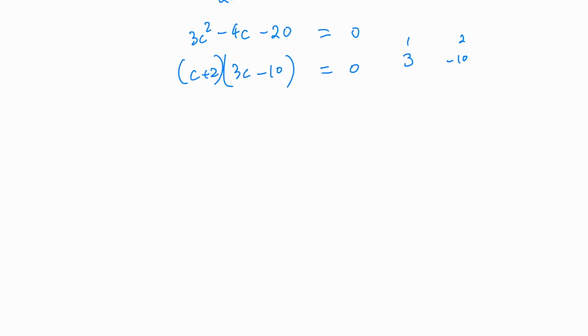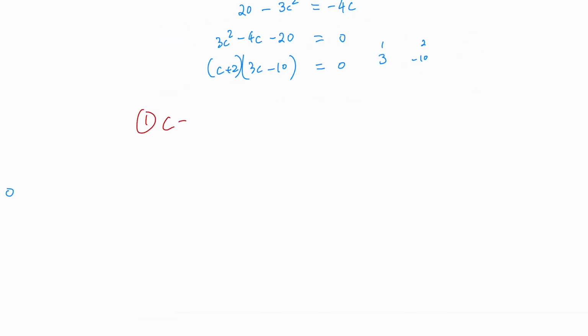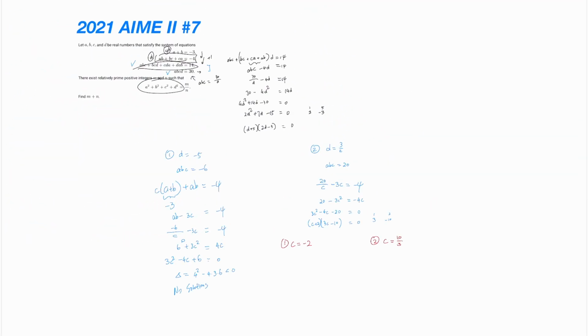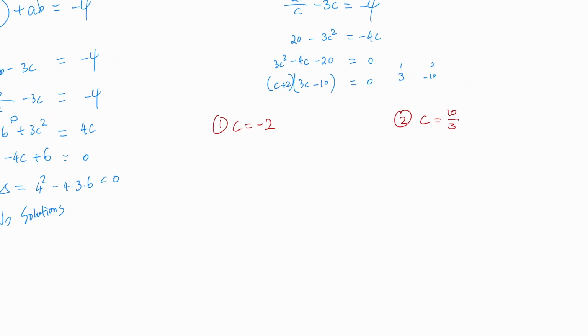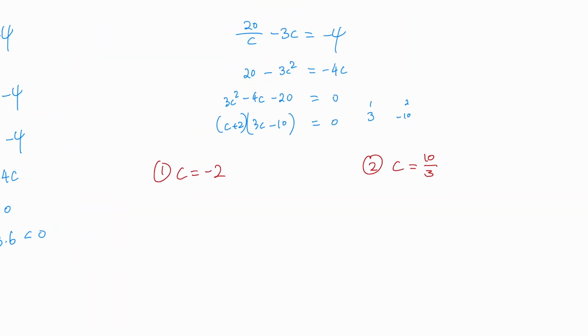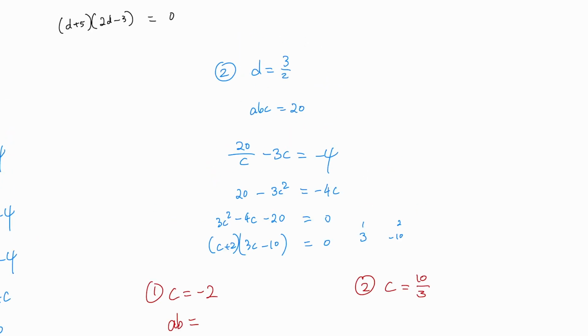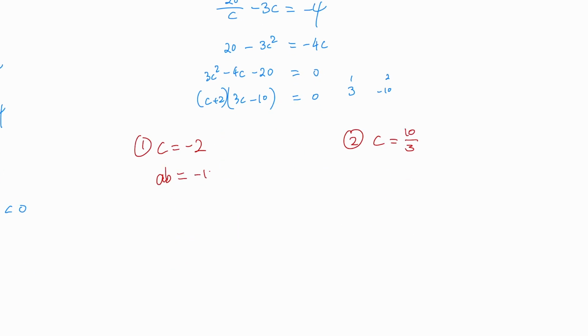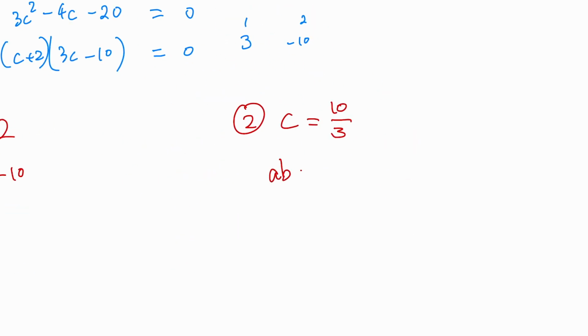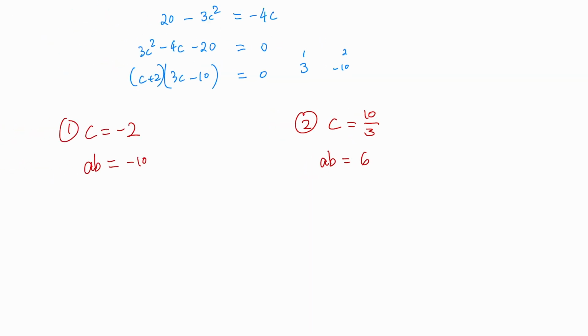And again, we still have to consider two cases. One is C equal to negative 2, and two is C equal to 10/3. Now, going back to our original information, since A times B times C is 20, in this case AB is negative 10. In this case, AB is going to be positive 6, I believe.